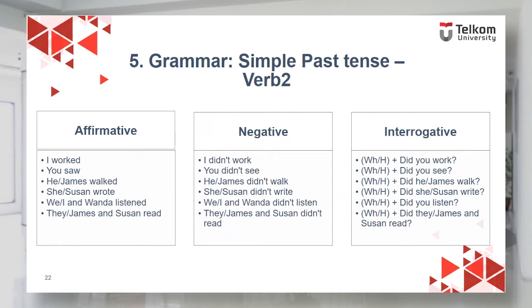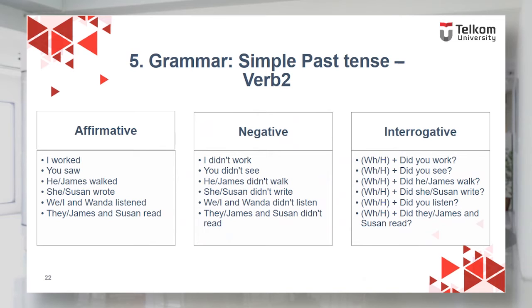Another example: he or James worked. Negative: he or James didn't work. Interrogative: WH or H plus did he or James work? Another example: she or Susan worked. Negative: she or Susan didn't work. Interrogative: WH or H plus did she or Susan work?